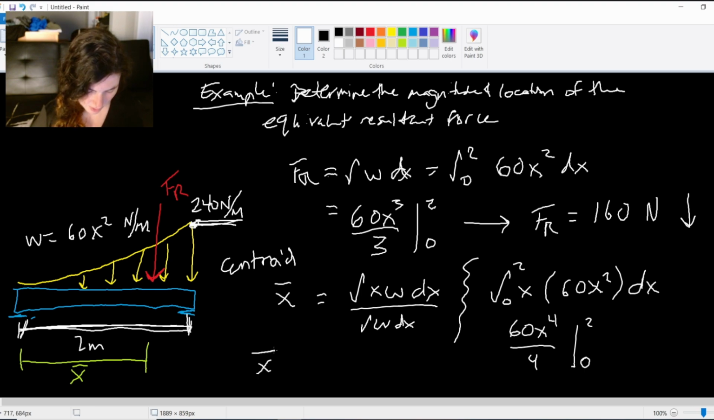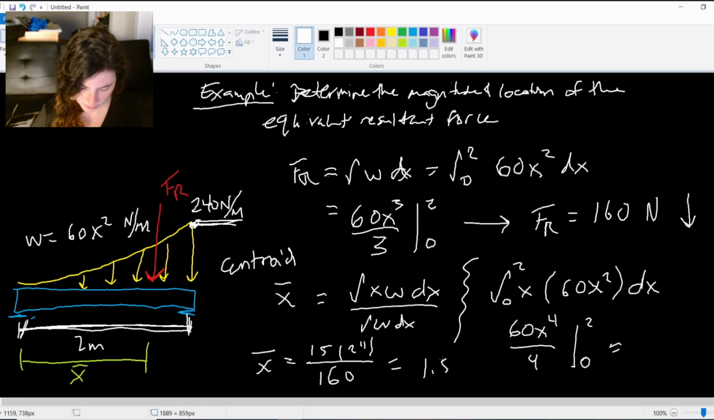Now if I evaluate this centroid, what do I get? I get 15 times 2 to the 4th. I'm not sure what that works out to, I didn't write that step down. So 15 times 2 to the 4th over 160, and if I simplify that, I get 1.5 meters. So this distance here is 1.5 meters in. That's where it's acting.